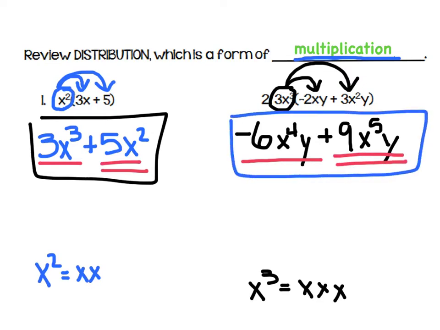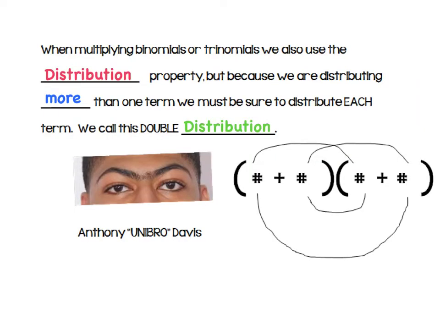This should be a review right now. When multiplying binomials or trinomials, we also use the distribution property. But because we are distributing more than one term, we must be sure to distribute each term. We basically call this double distribution. Notice here I've given you an example.